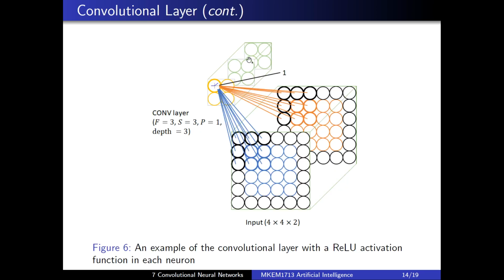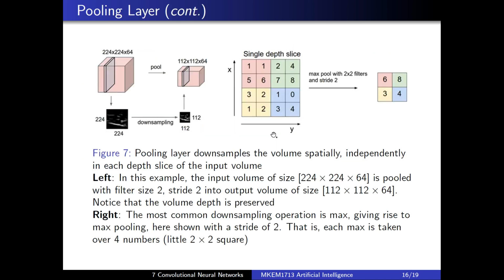For a convolutional layer, you have to specify the depth, because each neuron here handles every neuron in every slice. But in a pooling layer, every neuron will only handle the neurons in each slice and not every slice. So let's look at this to get some clarity.